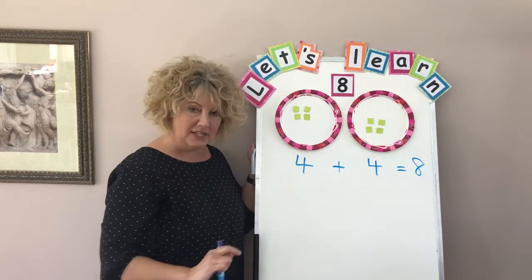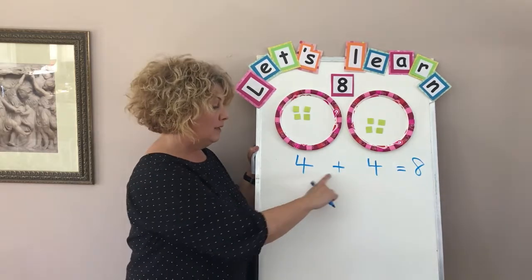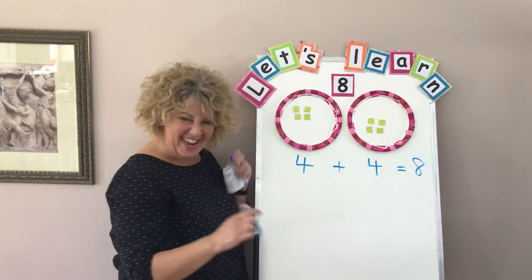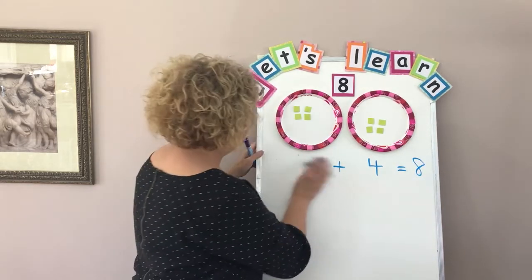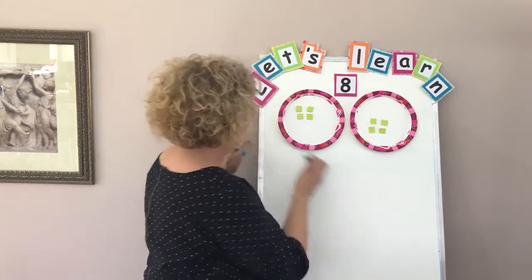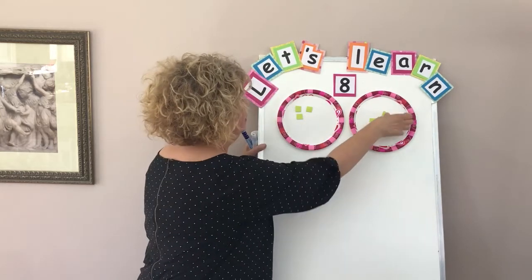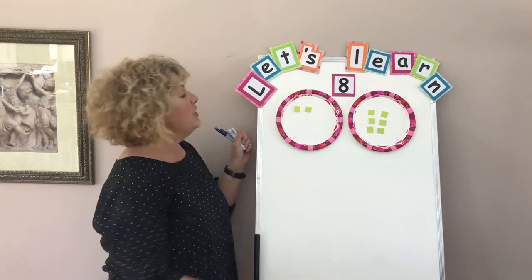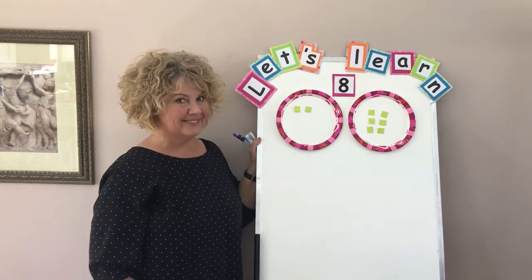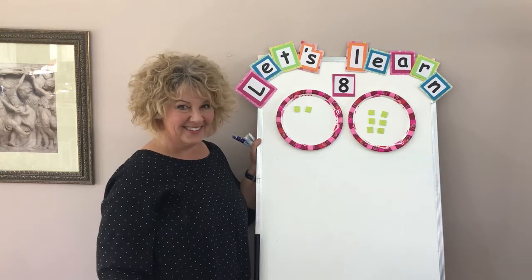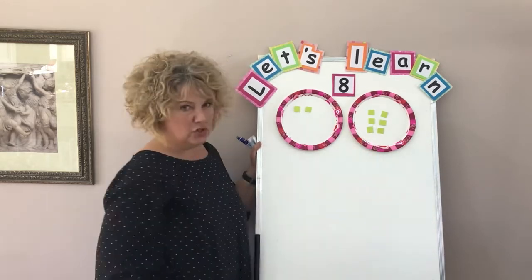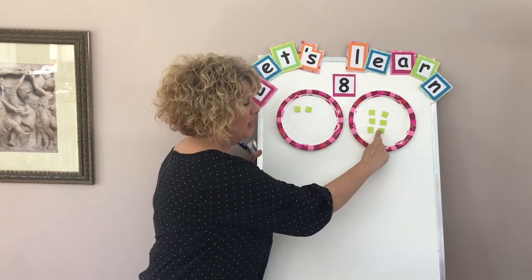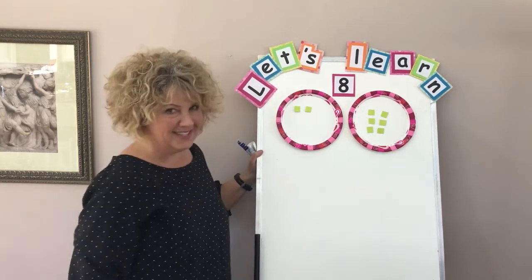Can you read that number sentence with me? 4 plus 4 equals 8. Great job. Let's do one more. Let's move another 2 over this way. Okay. So how many squares do we have on this side now? I see 2 squares. And how many squares are on that side? Should we count? Let's see. 1, 2, 3, 4, 5, 6. There are 6 squares on this side.